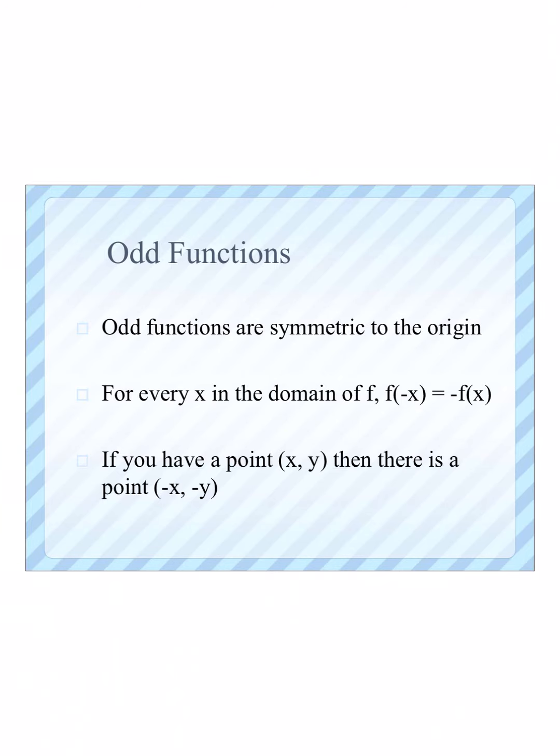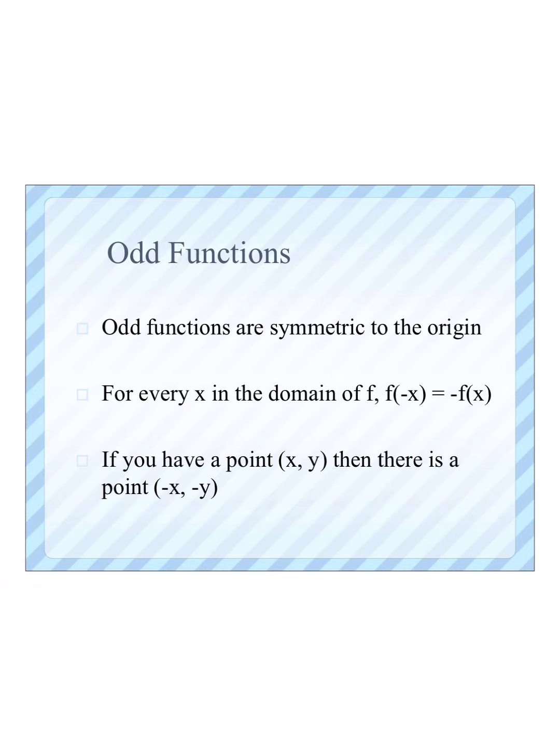Now our odd functions are symmetric to the origin. That's our diagonal line y equals x, which means for every x in the domain, if we have f of negative x, then we have negative f of x. Okay, that's kind of confusing. So what does that mean? Well, if we had a point x, y, then there has to be a point negative x, negative y, the exact opposite.